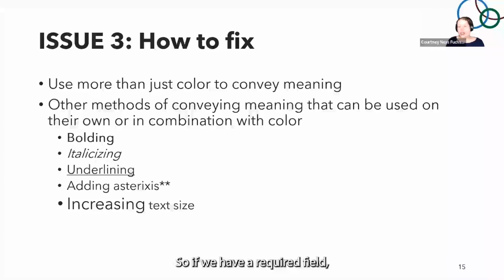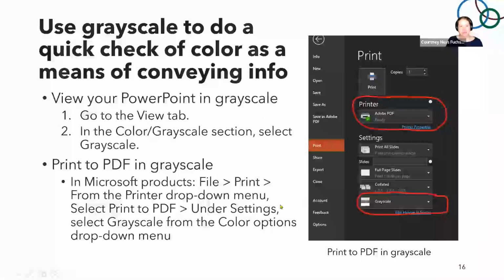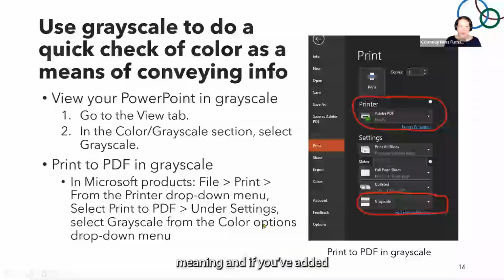So if we have a required field, we might have that required written in red with 2 asterisks. So we've used color and asterisks to convey meaning. And you could also try increasing the text size of that specific word you're wanting to emphasize. There's a quick check you can do to see if you're using color to convey meaning, and if you've added another method of conveying that meaning.